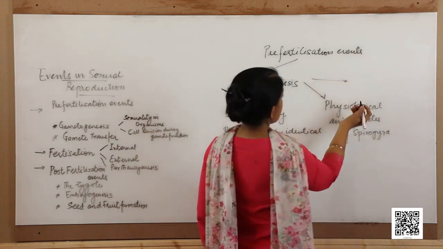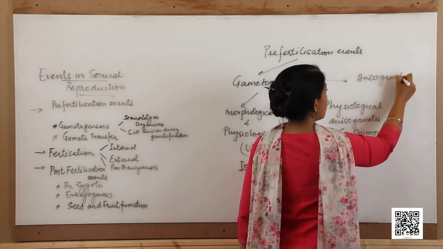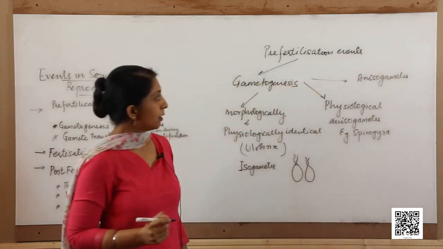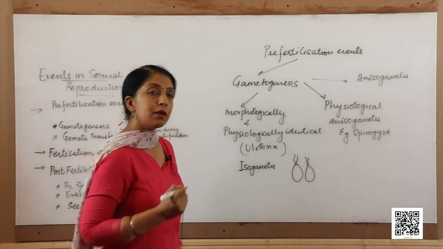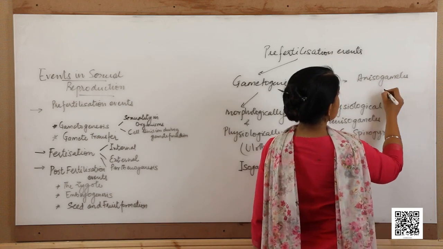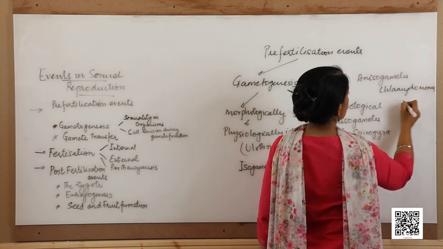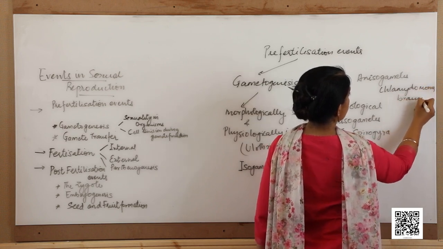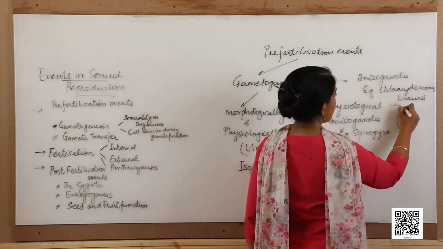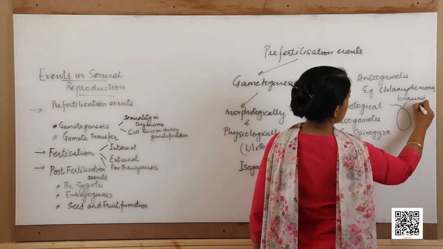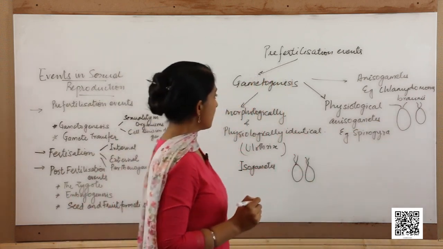The third type of gametes are anisogametes. Anisogametes are the gametes which may be morphologically similar but they are different in their size, and they can be seen in organisms such as Chlamydomonas braunii. So, how do they look? We have one gamete and another gamete. They are morphologically the same but they differ in their size.